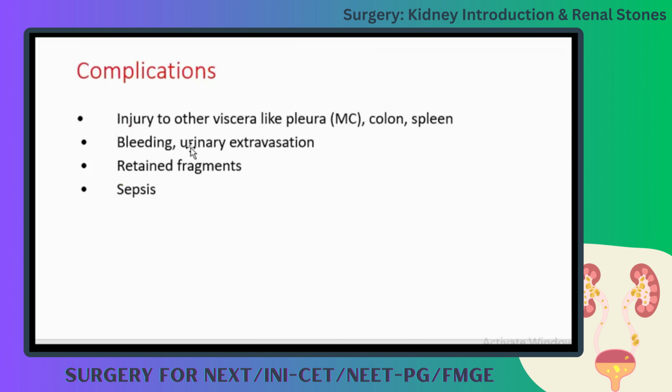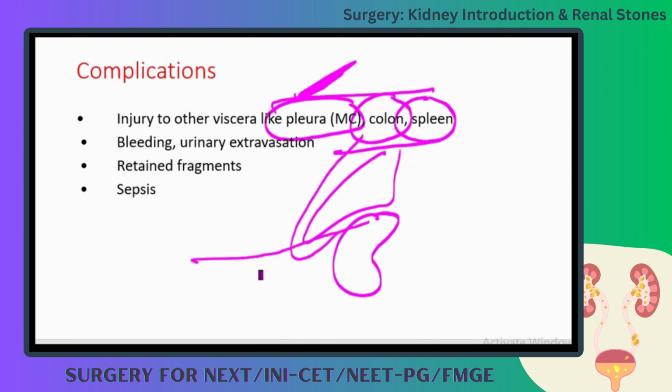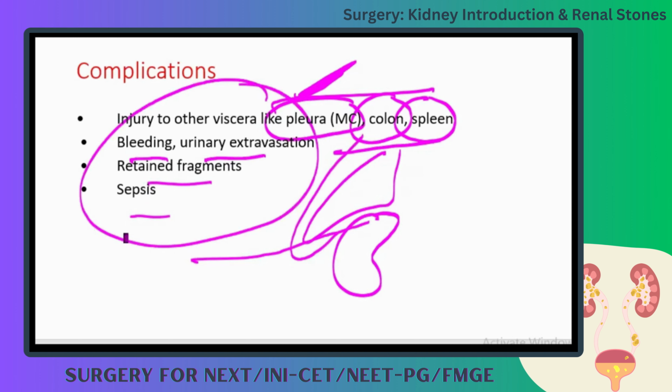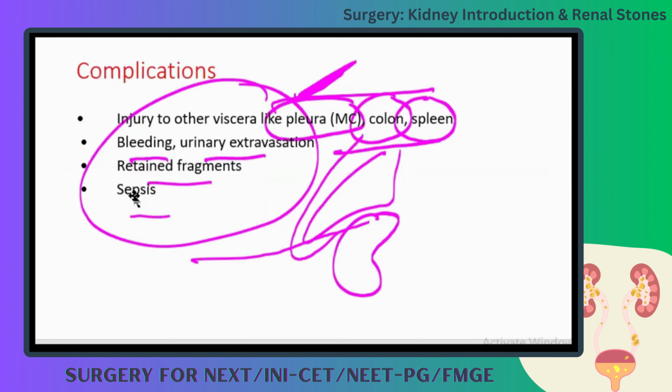Here the complications are, you are putting a needle inside, so you are puncturing. There is always the chance that you may injure the pleura, the colon, or the spleen. The most commonly injured is the pleura, because the kidney is like this, and the lung is just above it. So the pleura will be lying just like this. When you put a needle, there is always a chance that you injure the pleura. There will be bleeding, urinary extravasation, retained fragments, and sepsis. These are the other various complications. Clear?